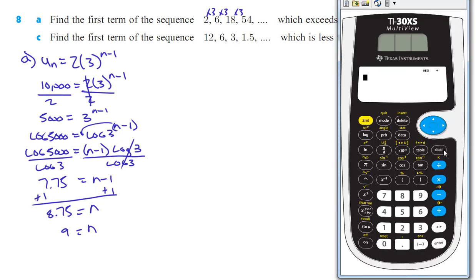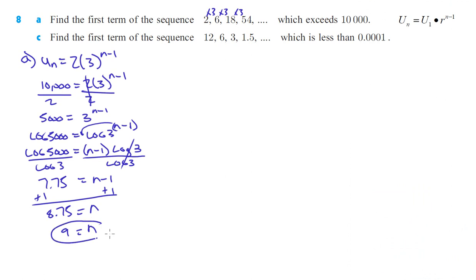Let's double check to make sure that we're good. So we're going to do 2 times 3 to the, and if we plug in 9, that's 9 minus 1, so that's to the 8th power. And this should be a number that's bigger than 10,000. And it is. It's 13,122. So then we know that n equals 9 is correct.